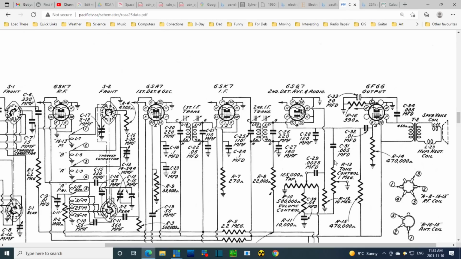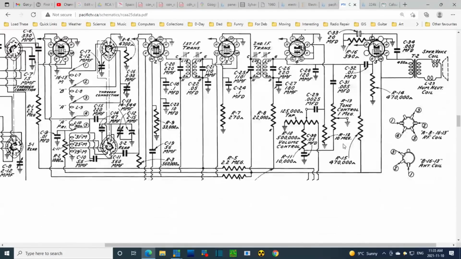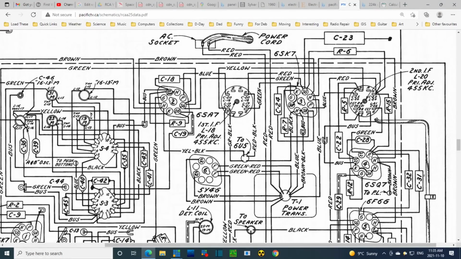It doesn't actually go to ground. Yeah, it goes to ground here. And then this is C28. That wasn't the one we were looking for. There's another one. Was it 28? Oops. 28.